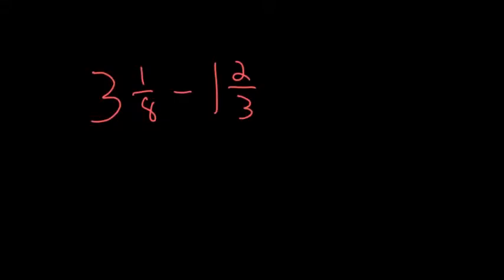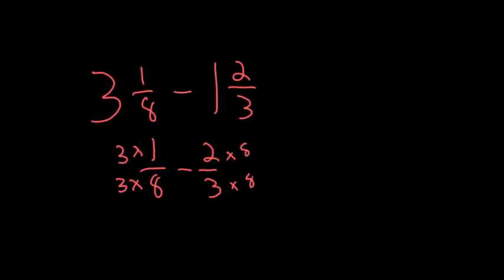Alright, now I got 3 and 1/8 minus 1 and 2/3. So again, start with my fractions. Common denominator between 8 and 3 would be 24. So I can multiply 1/8 by 3 and 2/3 by 8. And I get 3/24 minus 16/24. I don't know why I wrote 8s there. Should be 24.